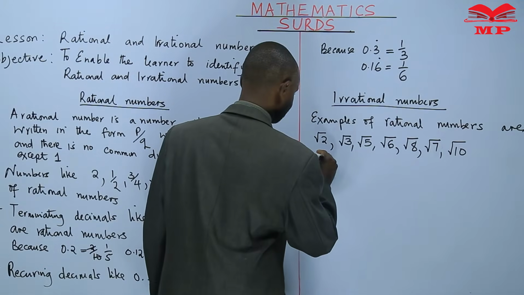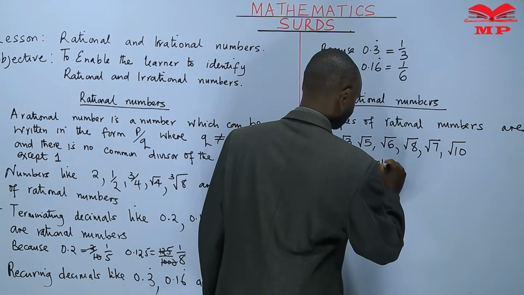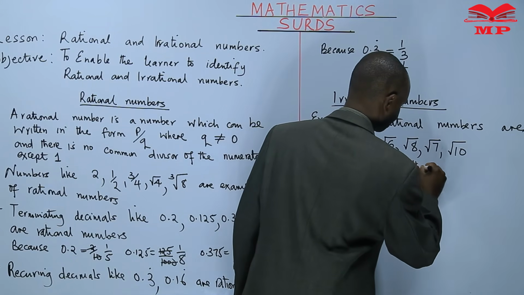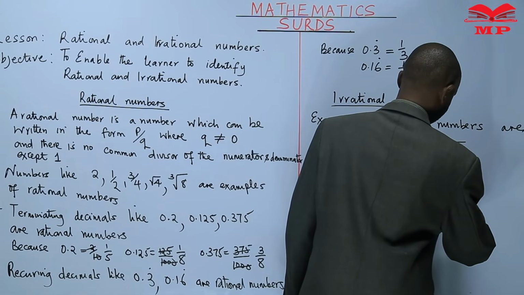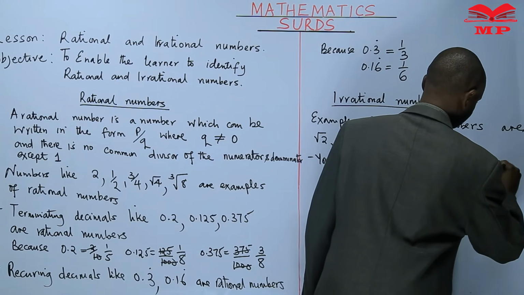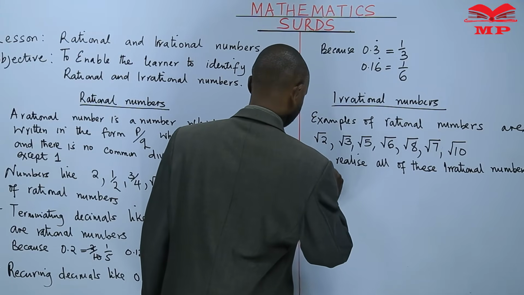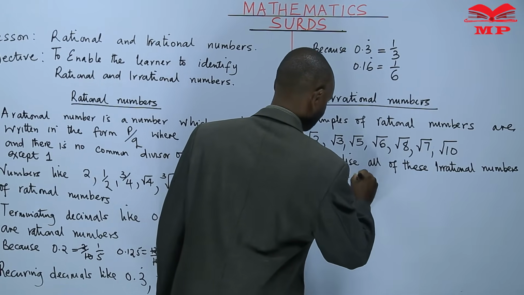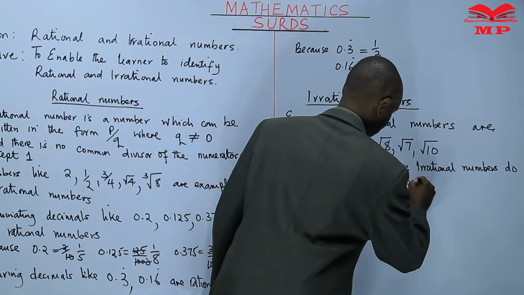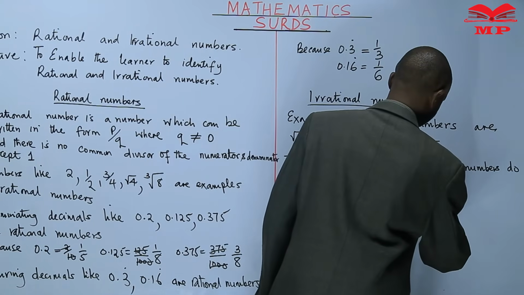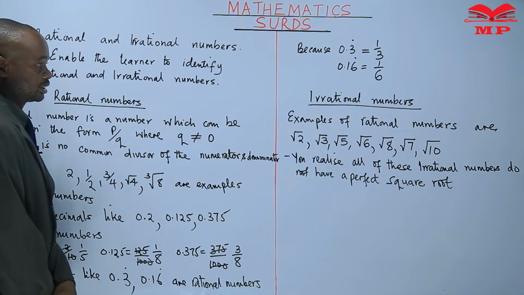You realize all of these irrational numbers do not have a perfect square root.